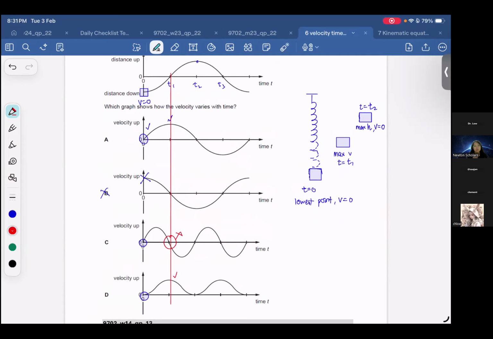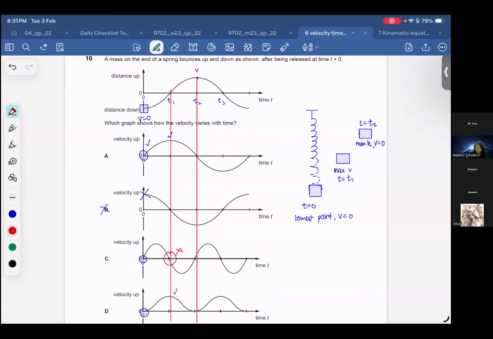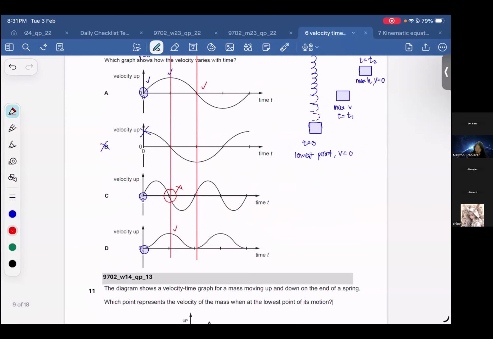It can only change direction then. So every time we want to change direction, your velocity is actually 0 already. So at T2 here, I go down like this. At T2, actually at this point, the velocity goes to 0 again. So this one is correct. Here is wrong.